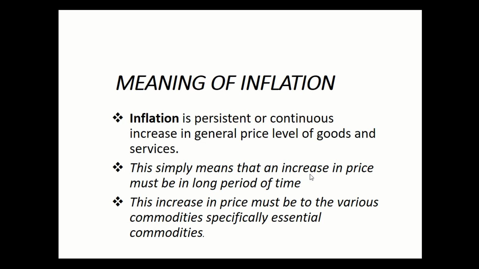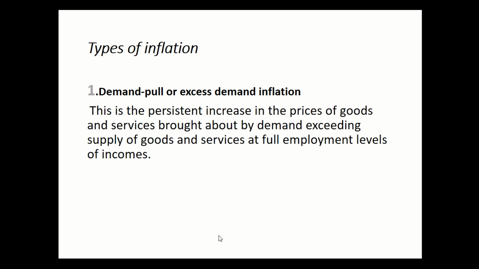To be called inflation, and the second one, this increase in price must be to the various commodities. When you have an increase in price, but to only one or two commodities, it will not be called inflation. It is called inflation when there is an increase in price to the various commodities. That is why this increase in price must be to the various commodities, specifically essential commodities.